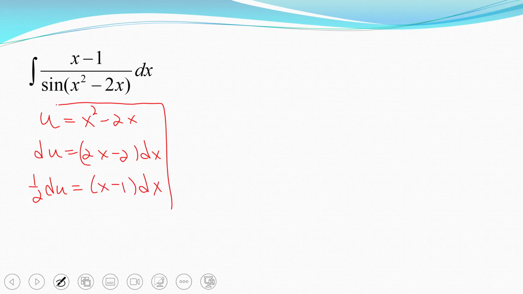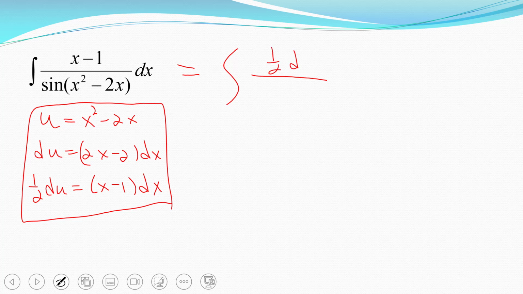So based upon these substitutions, the integration then becomes the integral of, in the numerator, x minus 1 times dx, that's the 1/2 du. And the denominator then is the sine of u. I'm just going to clean that up a little bit. You can write this as the integration of 1 over 2 sine of u du.